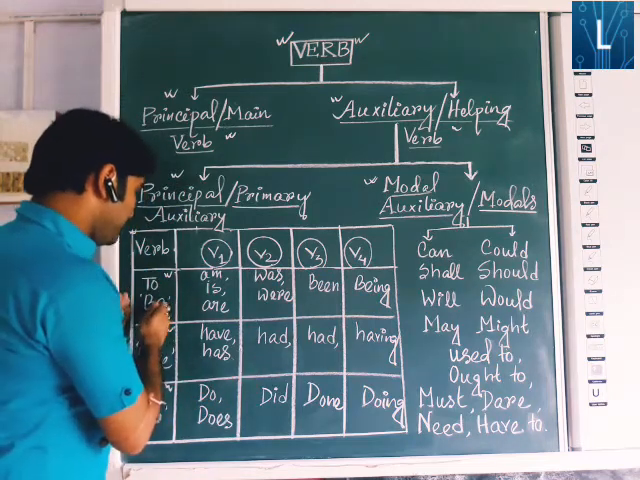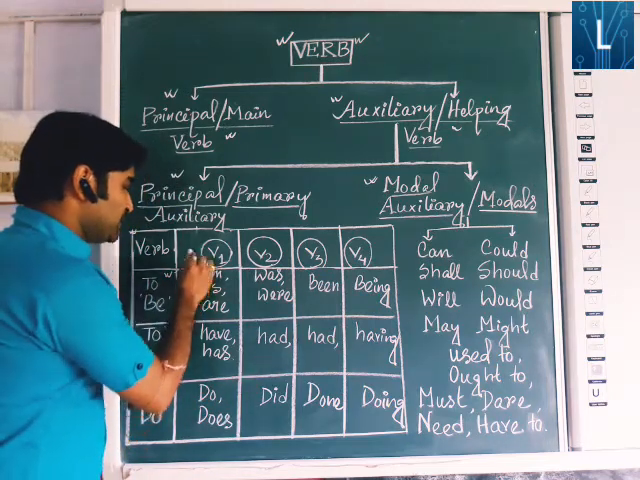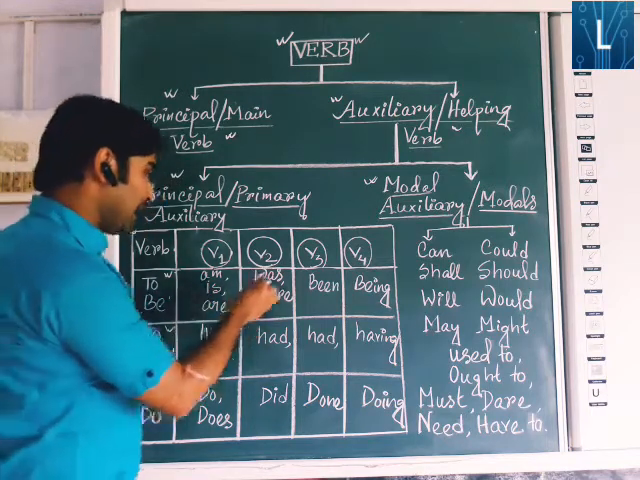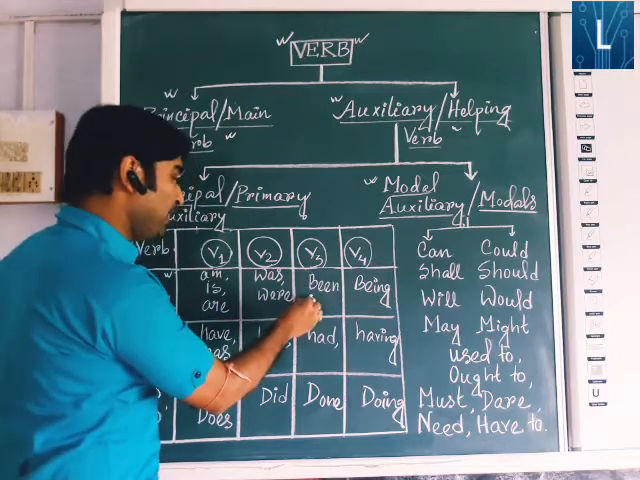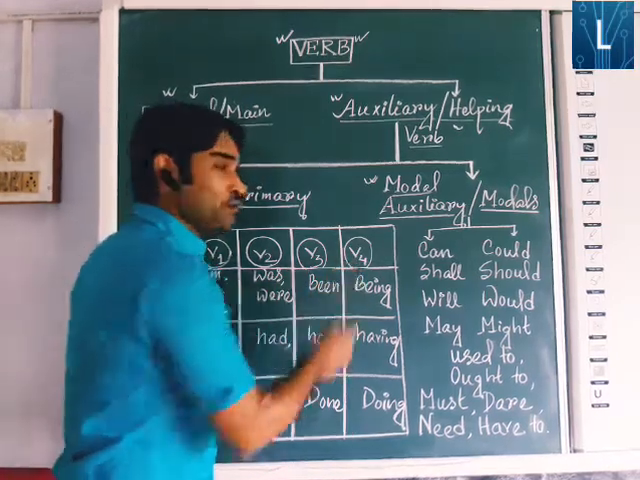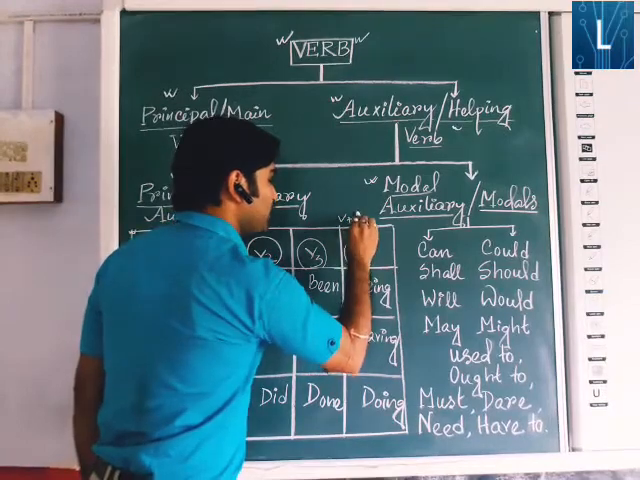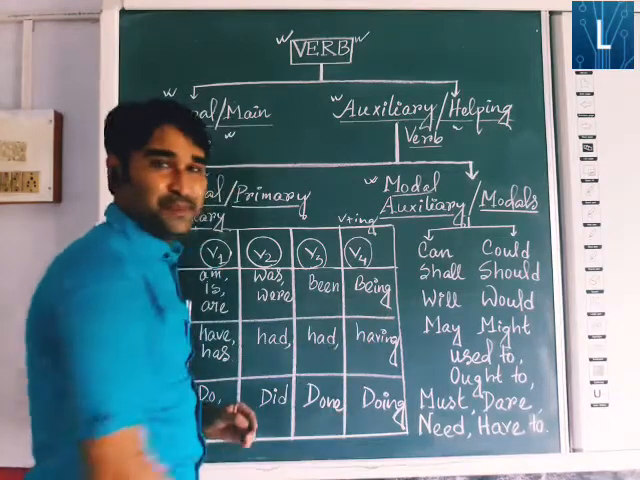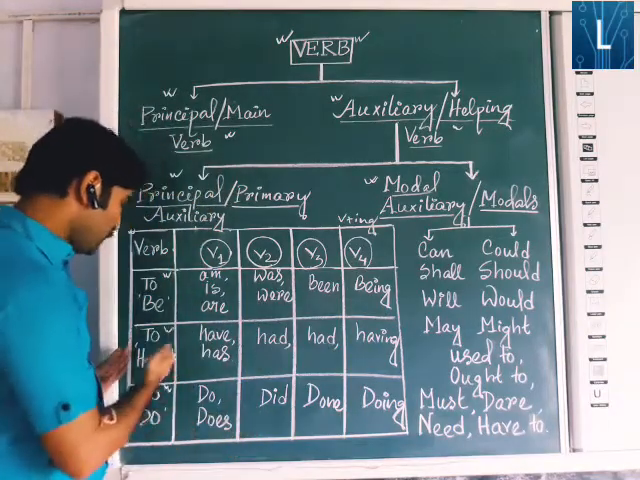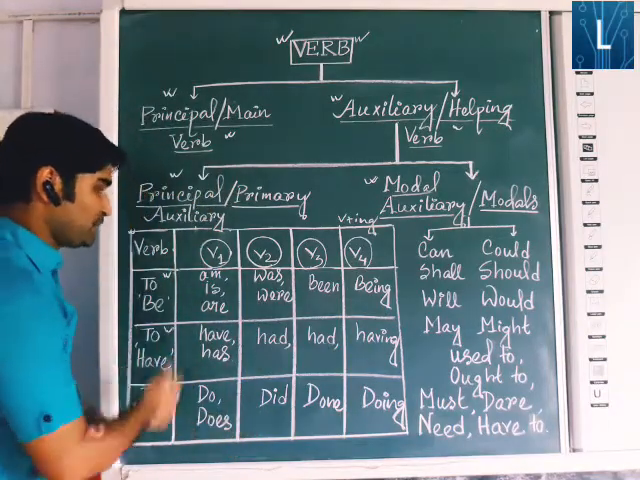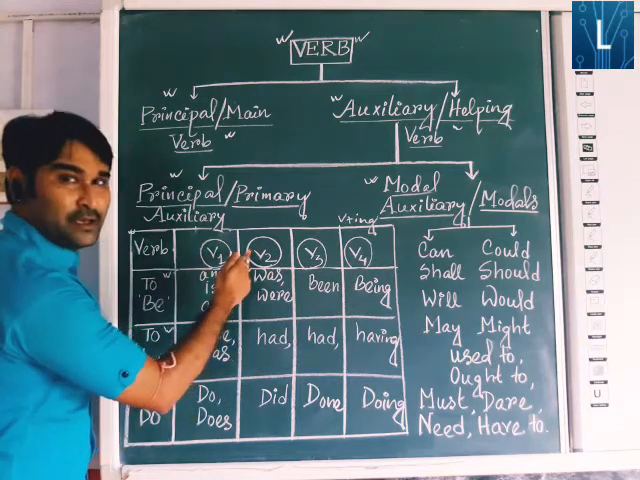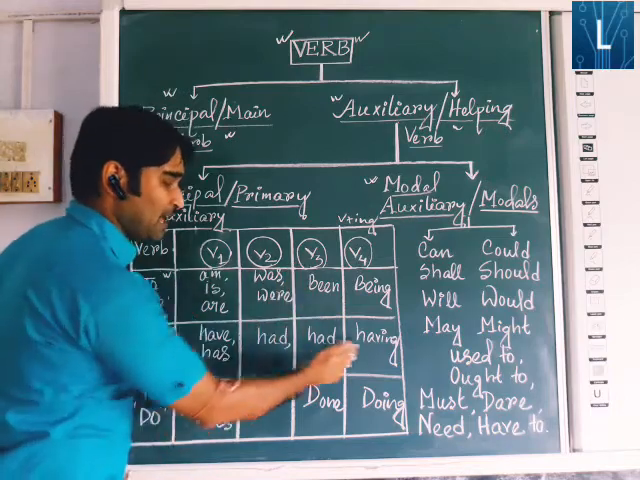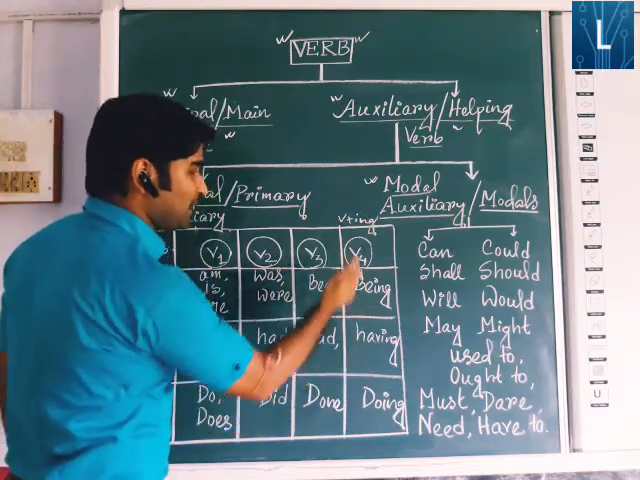Now if you go for the be verb, the present forms will be am, is, are. Past forms will be was, were, and V3, the past participle form, will be been, B-E-E-N, and V4 is called the V plus ing form, the present participle form: be plus ing, being. In the same way for the have verb, present forms are have, has, past form is had, and the present participle is having, have plus ing.